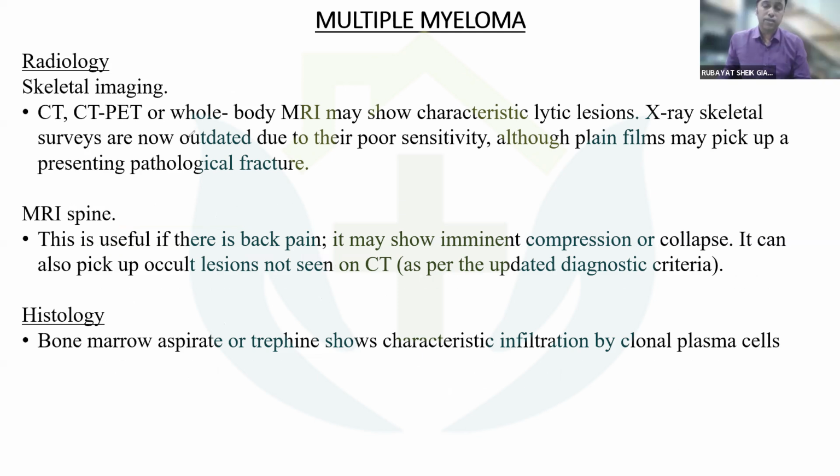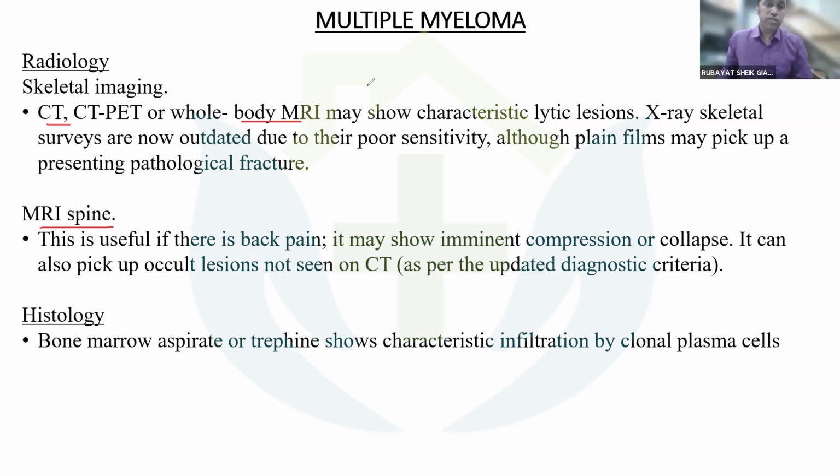Usually a skull X-ray used to be done, or you can do an X-ray of the vertebra to look for any vertebral lytic lesions. But nowadays, CT scans and MRIs are preferred because of the high sensitivity. An MRI spine is usually done. You might find a lytic lesion anywhere. But traditionally, an X-ray skull used to be done where the skull used to show lytic lesions.